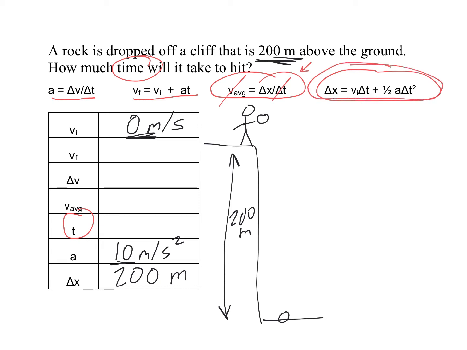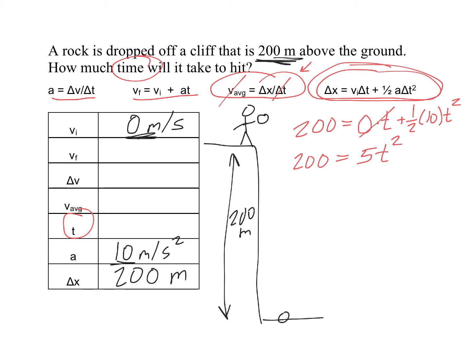I'm just going to plug into it, and we know everything but t. Delta x is 200. So I plug in 200 equals vi, 0, times t, plus 1/2, a we said was 10, t squared. Now I have everything but t. I'm going to try to solve for t. So 200 equals 0 times t, which is just 0, so that goes away. 1/2 times 10 is 5. So I get 200 equals 5t squared.